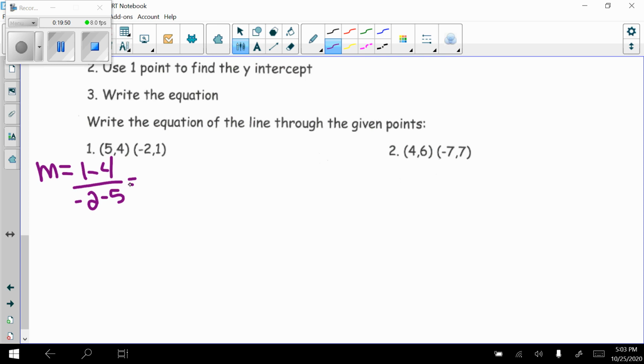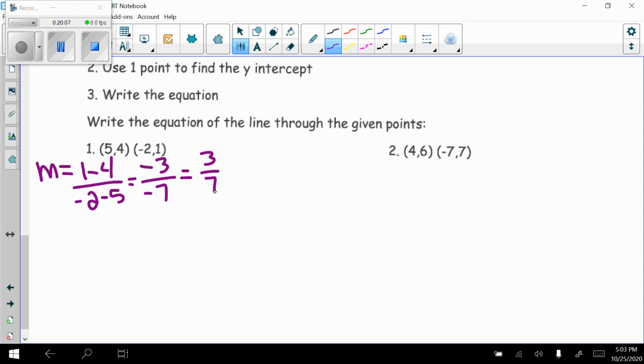So on top, 1 minus 4 gets us -3 over 2 minus 5 turns to -7. I have a negative 3 and a negative 7. The two negatives cancel each other out and become positive 3 over 7. I cannot reduce that or simplify it in any way.